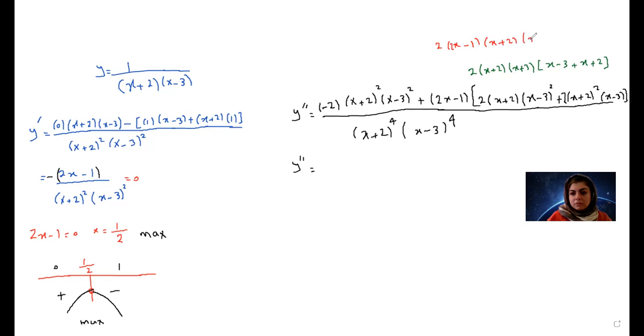x plus 3. Consider this term and that term to factor out things. See, I can factor out 2. I factor out x plus 2. I can factor out x minus 3. I believe this should be x minus 3, guys.